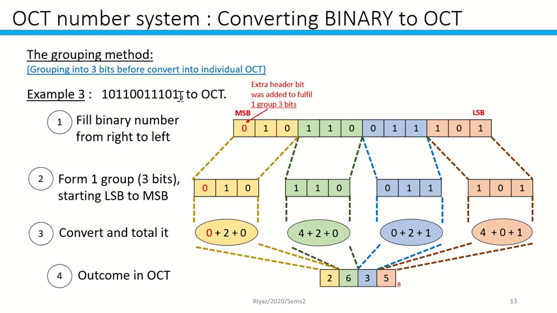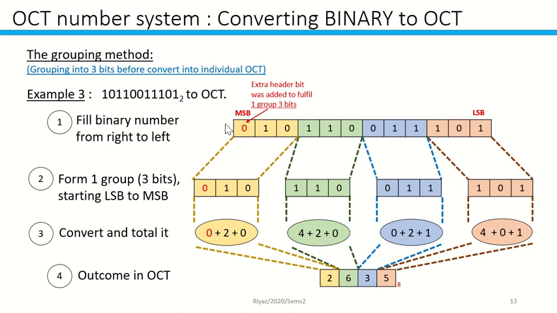Let's say you have a binary of this number. Just try to put from LSB to MSB, which is this side first. So the number 1 over here, put it over here. Number 0 is here, 1 is here, and then you're going to have 1001. So you're going to have 1001 and last 101. Since it is not enough for 3 bits per group, you have an empty box over here.